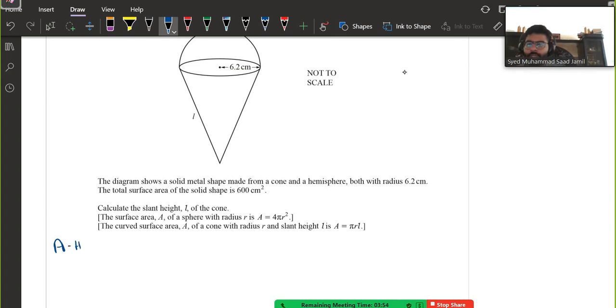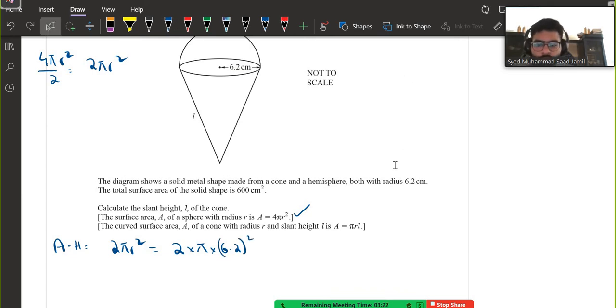Area of hemisphere. Basically a hemisphere is half of a sphere. Area of sphere is 4 pi r square. So hemisphere is half of sphere, so we will divide it by 2. So it's going to be 2 pi r square. So the area is going to be 2 multiplied by pi multiplied by the radius 6.2 square. So this turns out to be 76.88 pi.